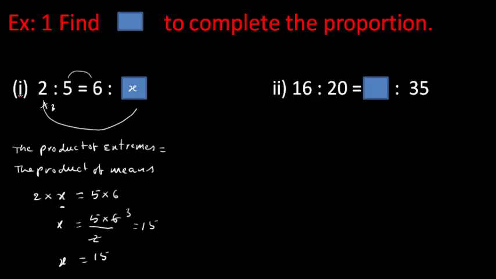2 3s are 6. So second term multiply with 3. 5 3s are 15. Here X equal to 15. This is the another method.